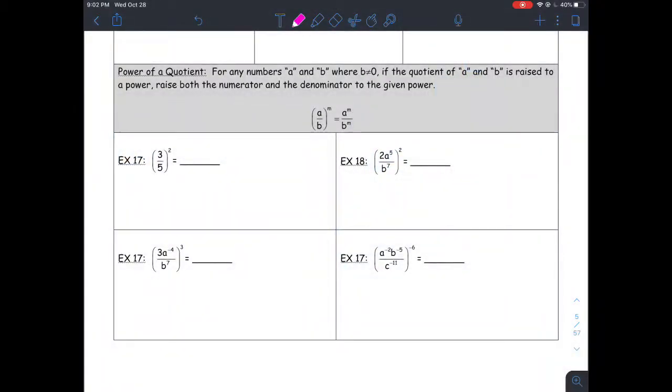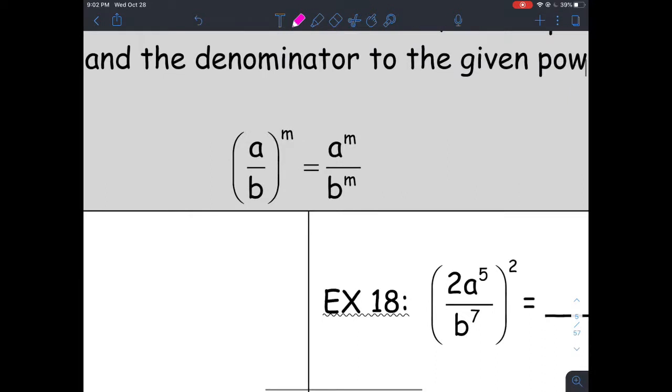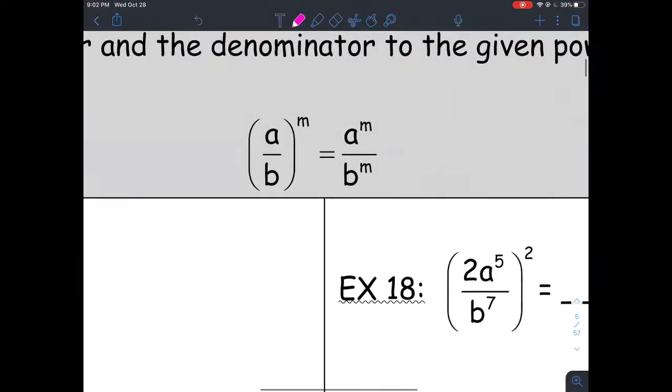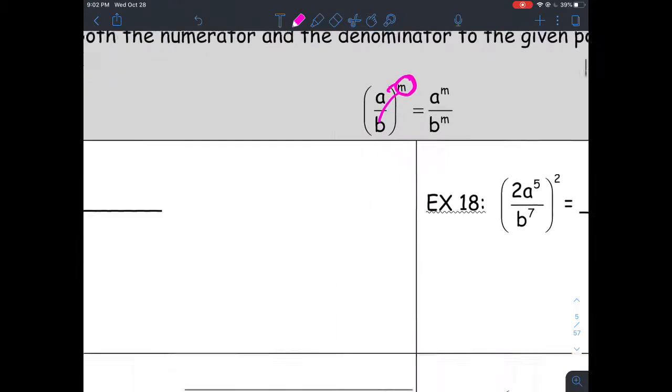All right. So this last one is called power of a quotient. For any numbers a and b where b does not equal 0, when the quotient of a and b is raised to a power, raise both the numerator and the denominator to the given power. So what they mean by that is if you have a fraction and that fraction is being raised to a power, you quote unquote distribute that to both levels of the fraction. So if you had a over b raised to the power of m, you would get a to the m over b to the m.